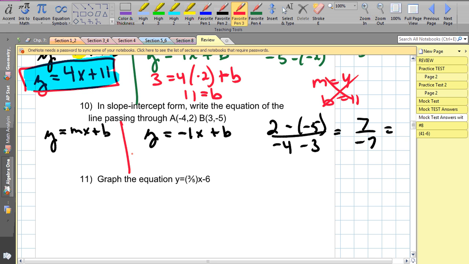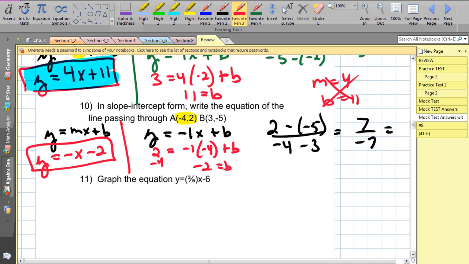So what do I want to do next? Well, I want to take any one of these points. I'm going to use this one, and I'm going to plug it into here. Well, the y value is 2 and the x value is negative 4. So when I solve for b in here, this is positive 4. When I move it to the other side, it's a negative 4. So this turns out to be a negative 2. So my final answer is y equals negative x, or negative 1x, minus 2.